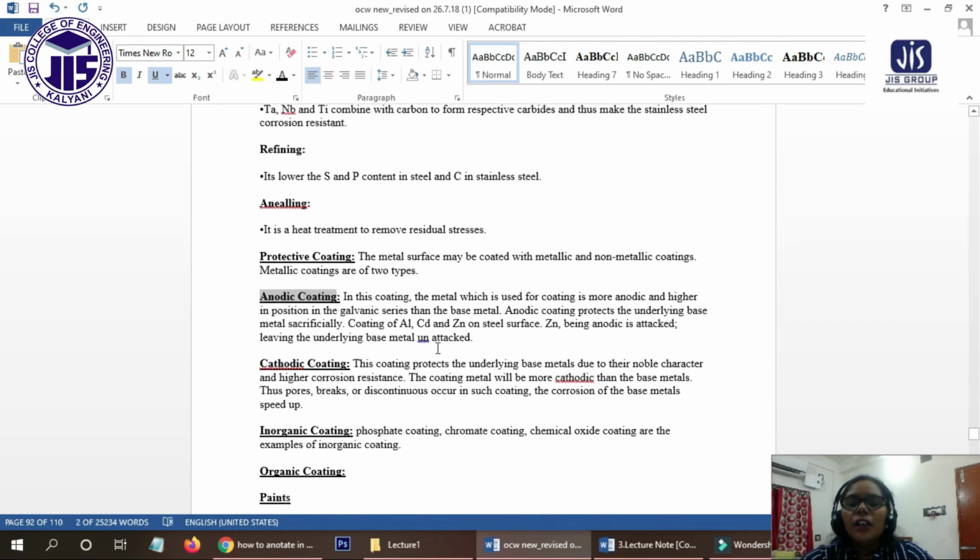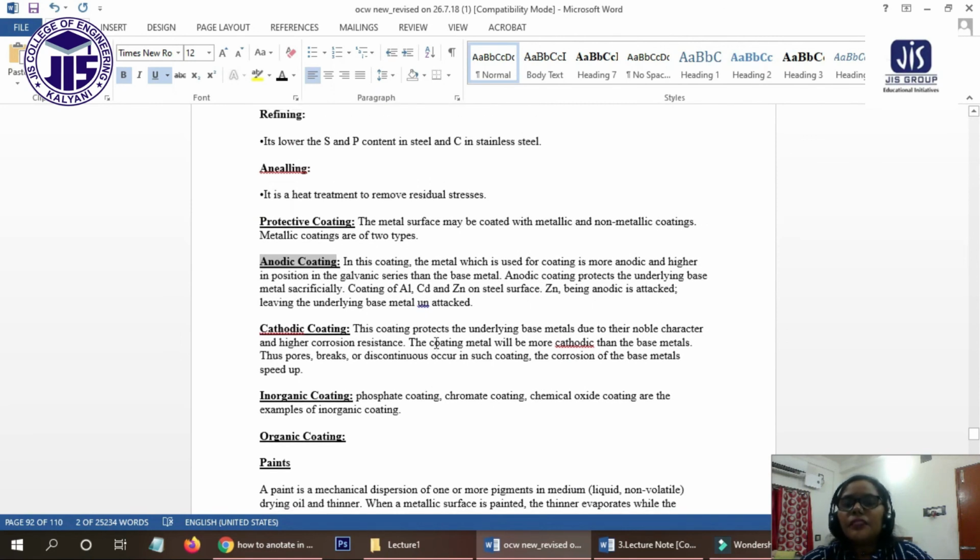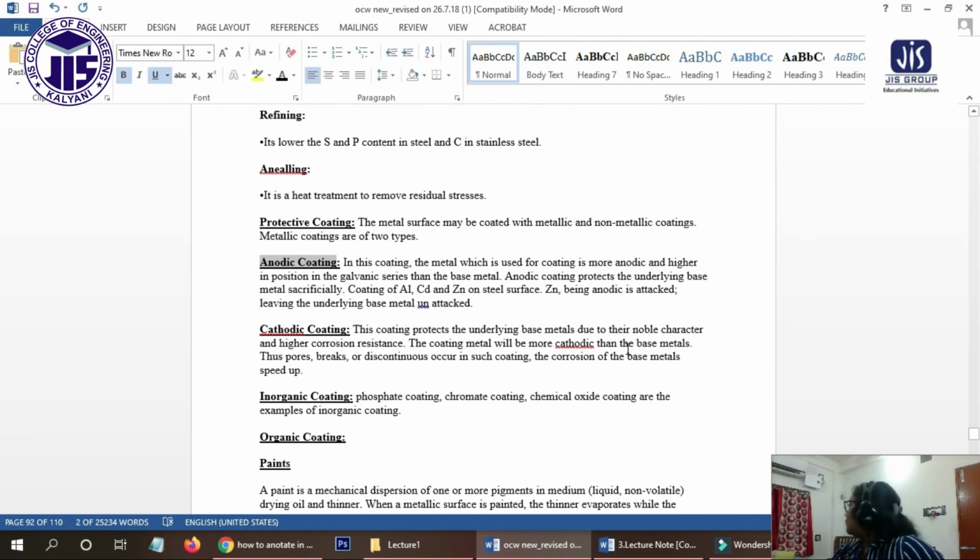Now you have to follow the chapter, follow the session, follow the classes regularly, and you can understand the corrosion procedure and its prevention procedure.